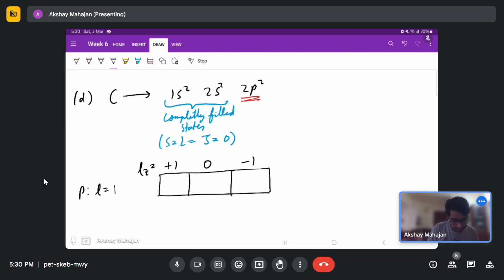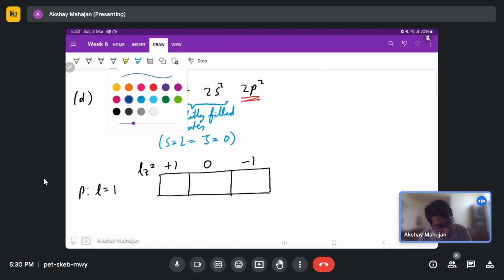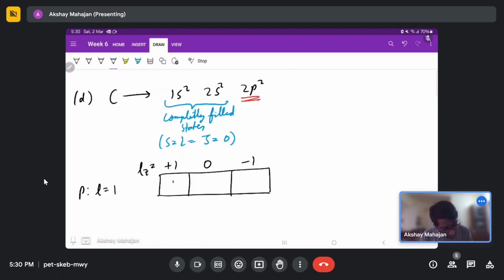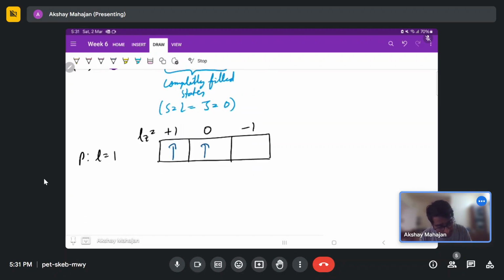So according to Hund's first rule, we have to fill the spin up electrons, and we have 2 spin up electrons, so we can fill them up in any of these ways. Then we will go to rule number 2, to maximize the capital value of L. We need to put them from the maximum value of Lz to the minimum value of Lz. So we will put our electrons like this.